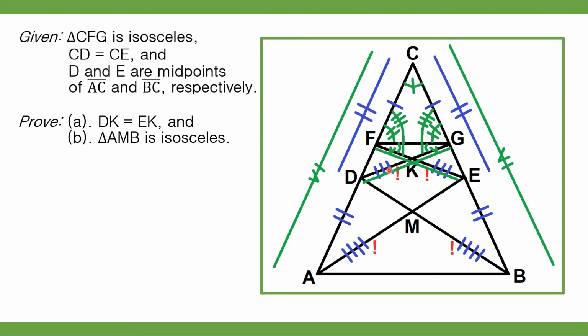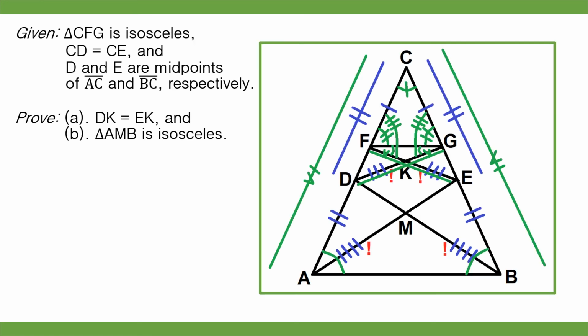Now, from our previous discussion that CD and DA are equal, CE and EB are equal, and also CD and CE are equal, then if we add these segments and add these segments also, their sum must be equal. So we can say that AC and BC are equal. Now, if these sides are equal, then by the isosceles triangle theorem, we can say that angle CAB is congruent to angle CBA.